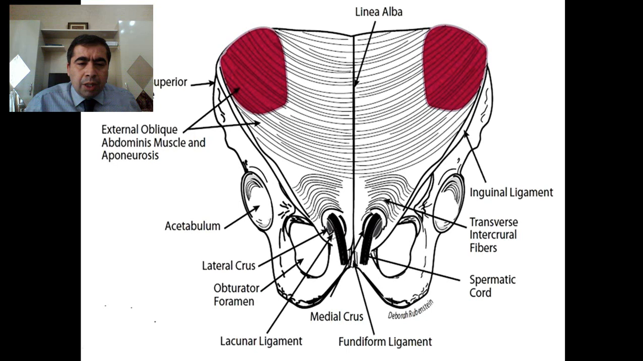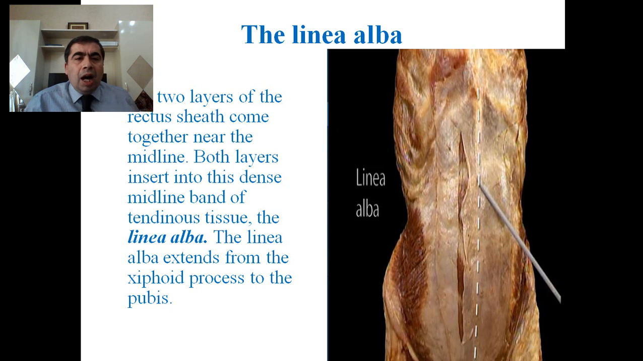Again, you are looking at the superficial ring and the lacunar ligament. The fundiform ligament, which is for the penis or for the clitoris, is formed by the superficial fascia. The linea alba, I have explained before on the preparation, you are looking at it.